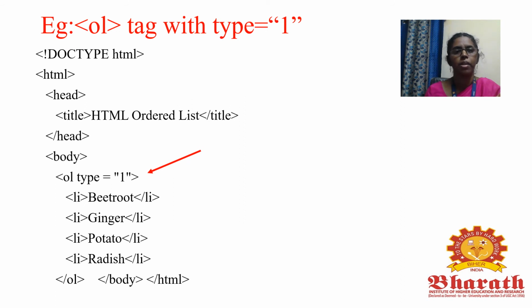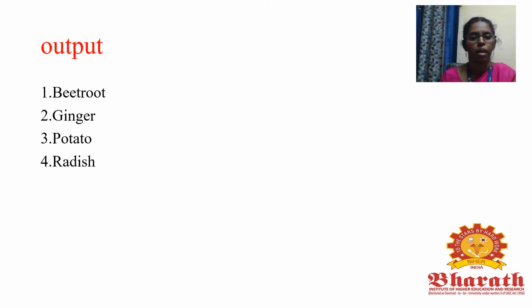And the next type is the OL tag with type is equal to 1. If we are not mentioning the type, automatically the type value 1 will be taken, or we can explicitly mention type is equal to 1. So since we specified type is equal to 1 within the OL tag, all the list items will be displayed with numbers, that is 1, 2, 3 and 4.